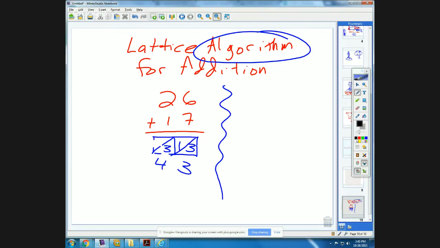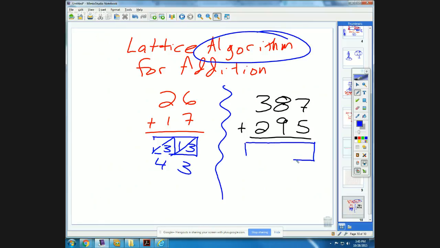So let's suppose we had 387 plus 295, for example. What we would do is make our grid, splitting up a box for each place value, and then we come down, and we don't even have to think about place value, we just think about adding the digits that line up. So 7 and 5 is 12, and 8 and 9 is 17, and 3 and 2 is 5.